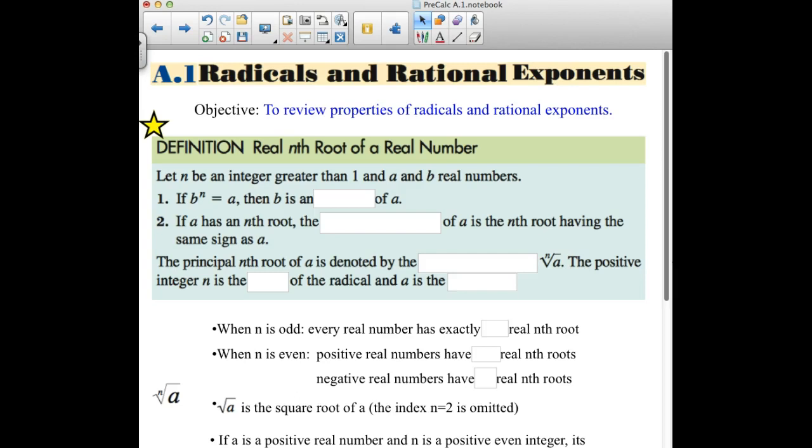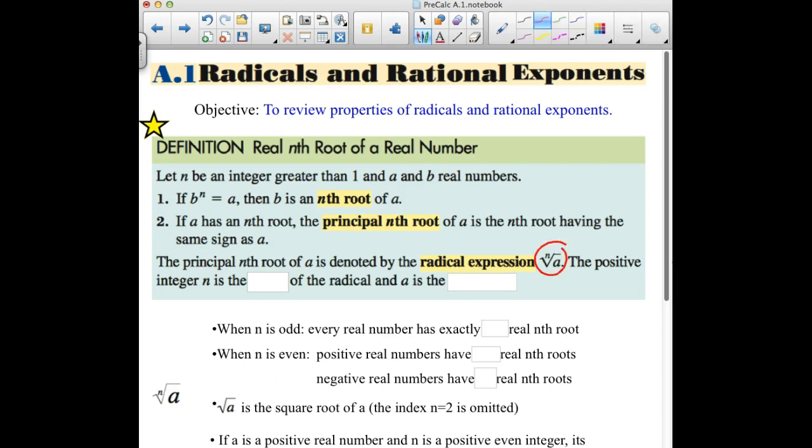All right, so we're going to look at radicals and rational exponents and review the properties of those. Our first definition is about an nth root. It says let n be an integer greater than 1 and a and b be real numbers. If b to the nth power is equal to a, then b is called the nth root of a. If a has an nth root, the principal nth root of a will be the nth root having the same sign as a. The principal nth root of a is denoted by the radical expression written here.